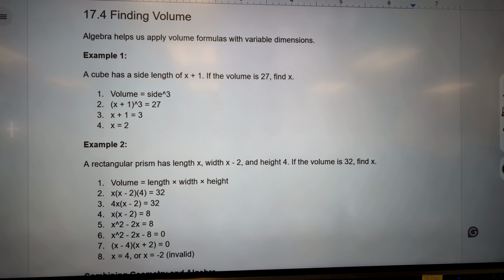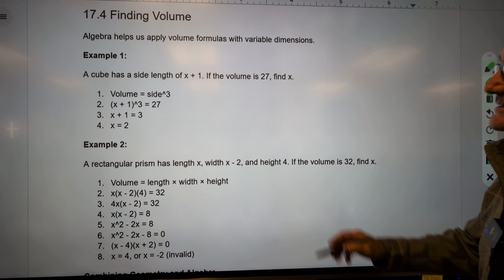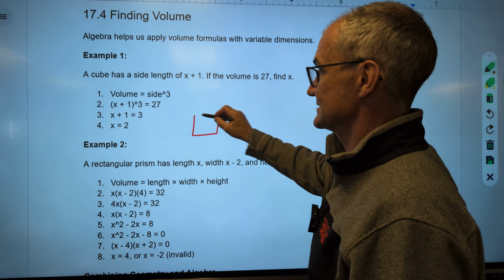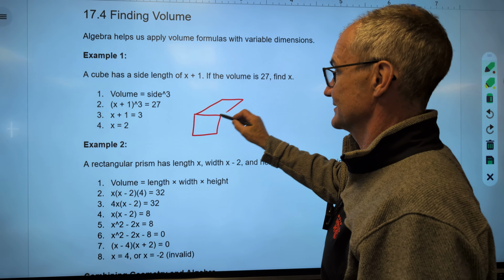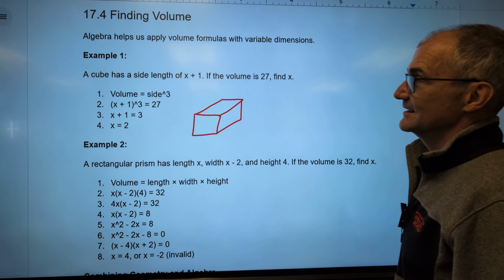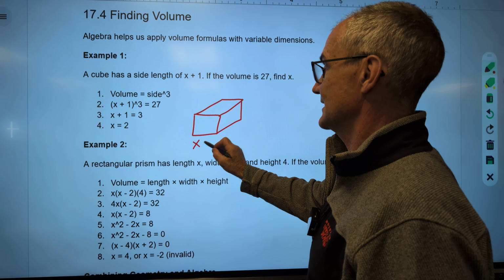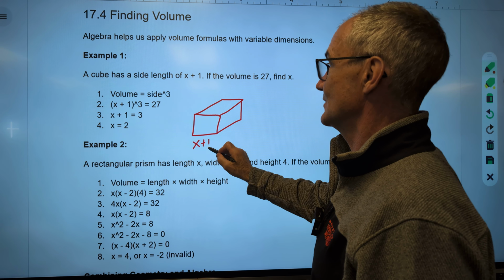17.4, finding volume. Volume is going to be base area times height. So our first example is a cube. A cube is a square with the same depth, right? So everything's the same length. It has a side of x plus 1, and the volume is 27. Find x. So I have x plus 1 times x plus 1 times x plus 1 equals 27.